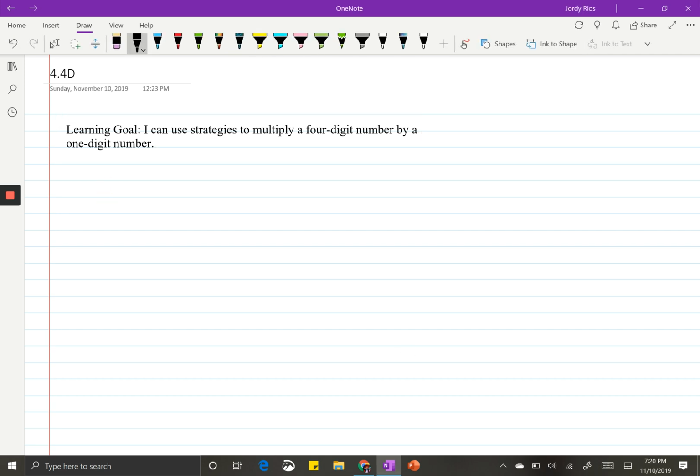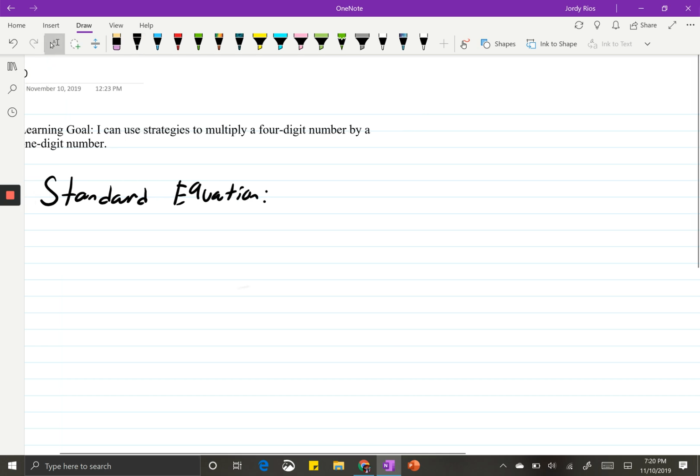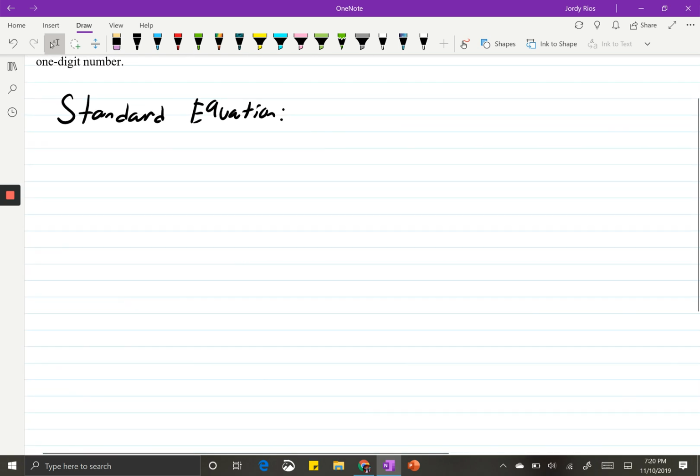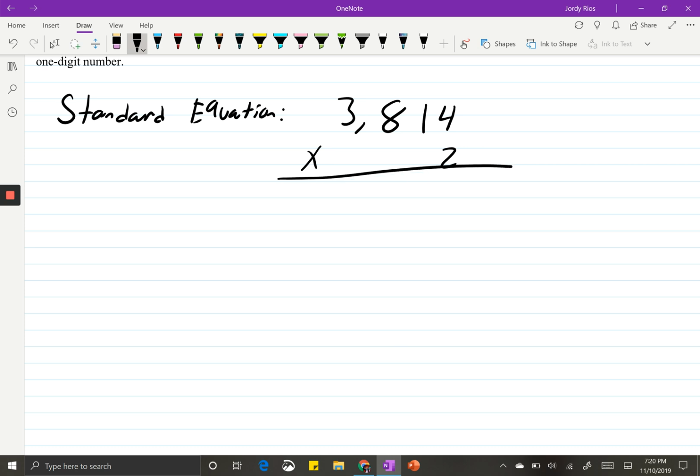So let's go ahead and do standard equation. Okay, so let's do 3,814. It's a big number times 2. When we do standard equation, all we're doing is multiplying the first digit by the next digit on top. So 2 times 4.